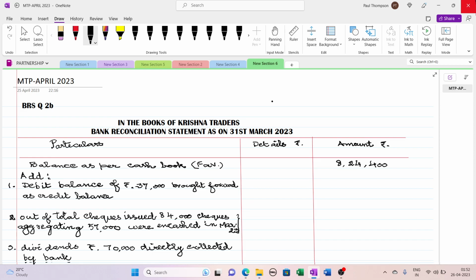Today we are going to see the mock test paper series of April 2023 released by ICAI for CA Foundation. First paper, accountancy. I have taken question number 2B, bank reconciliation statement. They have asked us to prepare a bank reconciliation statement as on 31st March 2023.